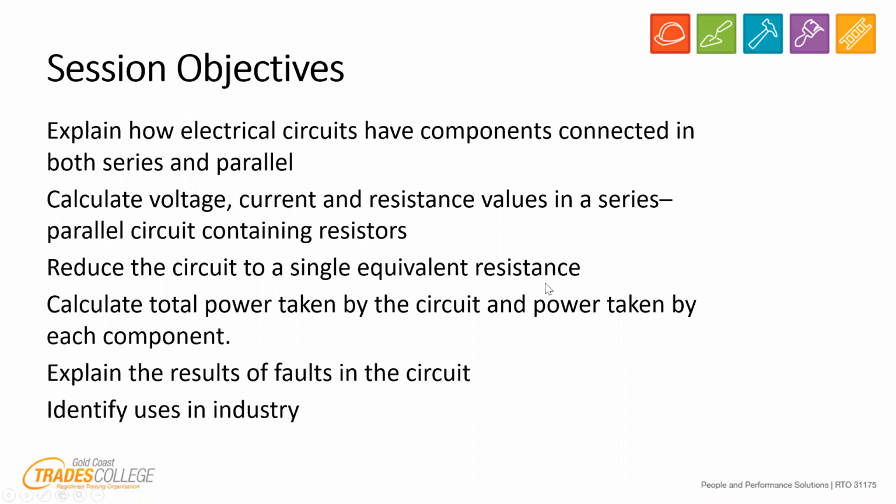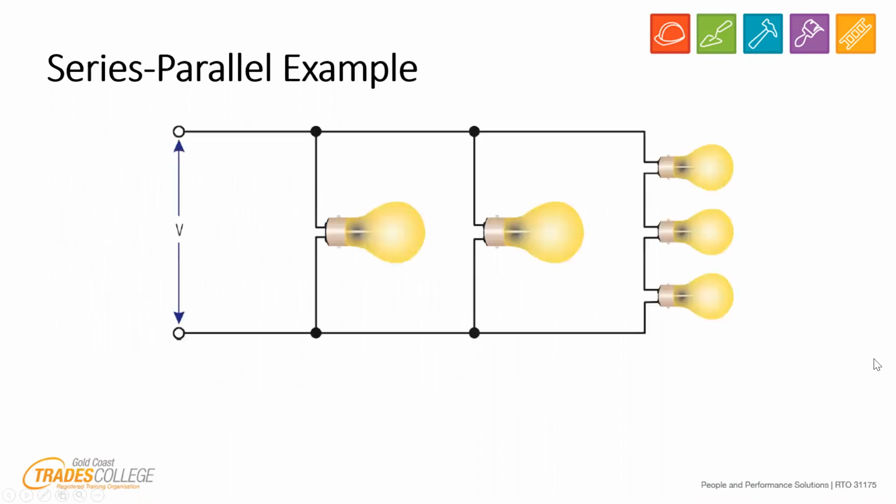Okay, so moving on, we have an example of a series parallel circuit here. The reason it's a series parallel circuit is because you can't say that it is just one of the two. Starting at the voltage source, it is connected to 2 lamps that are in parallel, lamp 1 and lamp 2. And then you've got 3 lamps in this third leg, which are in series.